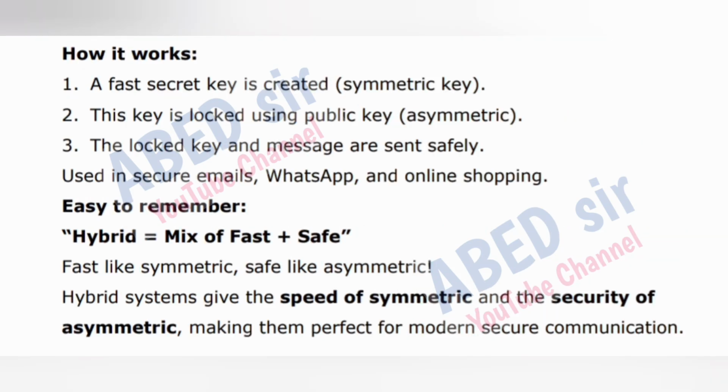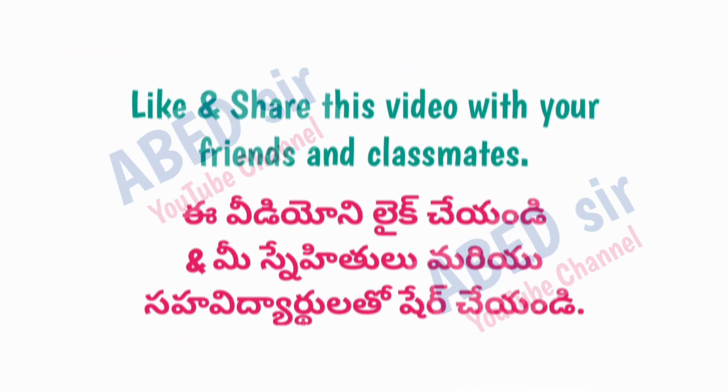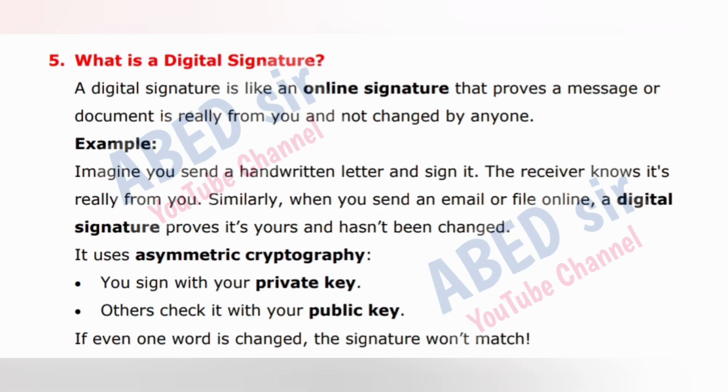How it works? 1. A fast secret key is created, the symmetric key. 2. This key is locked using the public key, asymmetric. 3. The locked key and message are sent safely. Used in secure emails, WhatsApp, and online shopping. Easy to remember. Hybrid is equal to mix of fast plus safe. Fast like symmetric, safe like asymmetric. Hybrid systems give the speed of symmetric and the security of asymmetric, making them perfect for modern secure communication. Next important short question is 5.